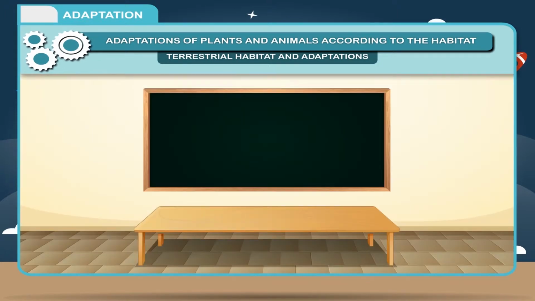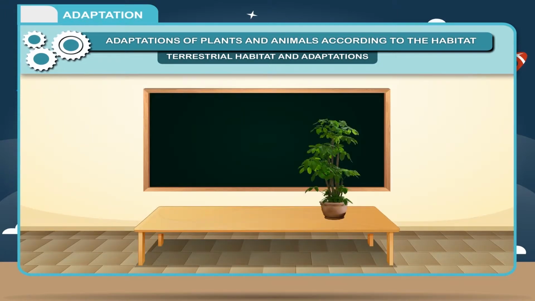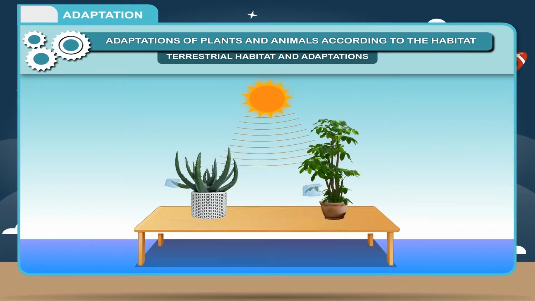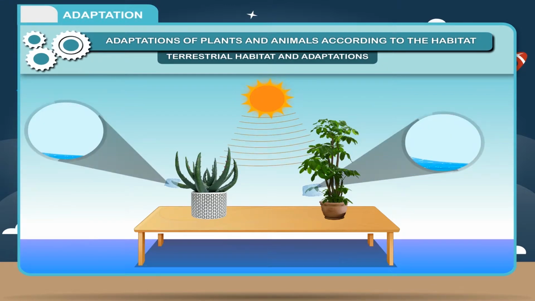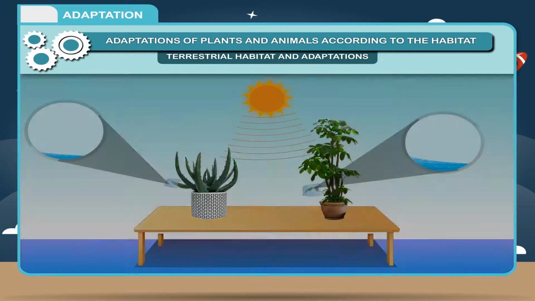Activity. Bring a potted cactus and a leafy plant in the classroom. Tie polythene bags to some parts of the two plants. Leave the potted plants in the sun and observe after a few hours. What do you see? Do you see any difference in the amount of water collected in the two polythene bags?